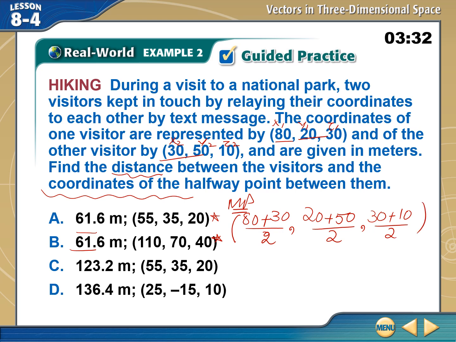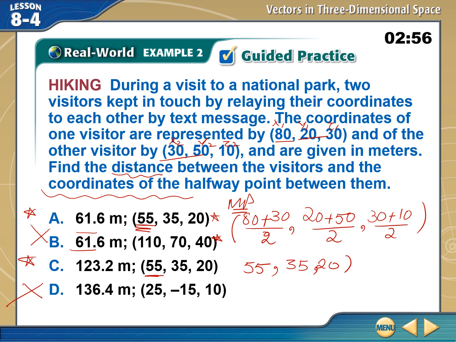So 80 plus 30 is 110. 110 divided by 2 is 55. So it could be over here or it could be this one, right? Okay, so 55. Then 20 plus 50 is 70. 70 divided by 2 is 35. And 30 plus 10 is 40. 40 divided by 2 is 20. So maybe my first answer is correct or maybe my C answer is correct. The B and D are eliminated.